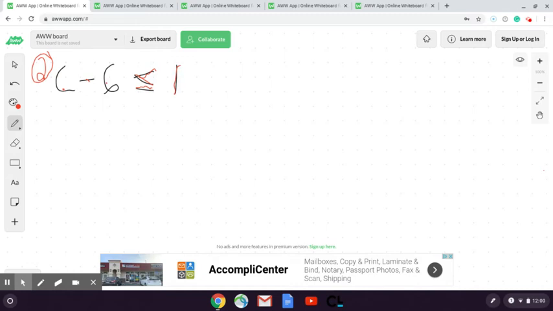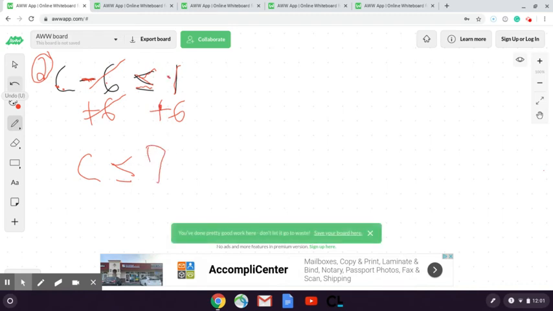So first step you want to do is get rid of this minus 6. So you do the opposite operation, which is plus 6 on this side and plus 6 on this side. The 6's on the left would cancel each other because 6 minus 6 leaves you with nothing. So you'd be left with just the c on this side. Then you'd rewrite the less than or equal to, and then you have a positive 6 and a positive 1. So 6 plus 1 is 7. So c is less than or equal to 7.